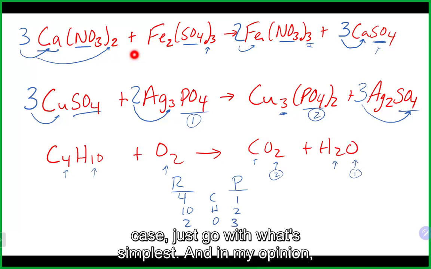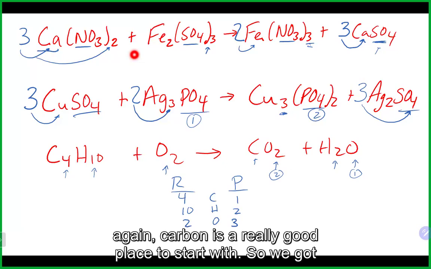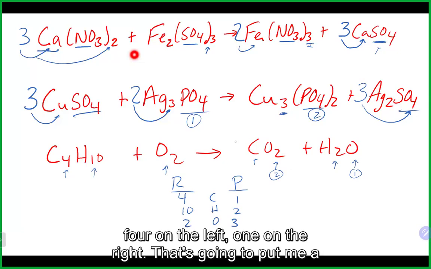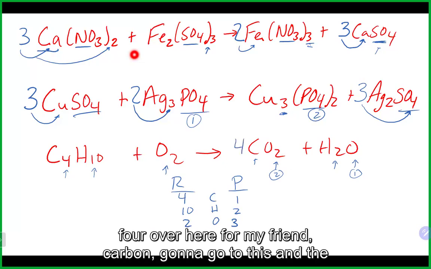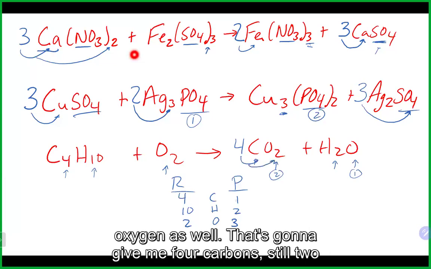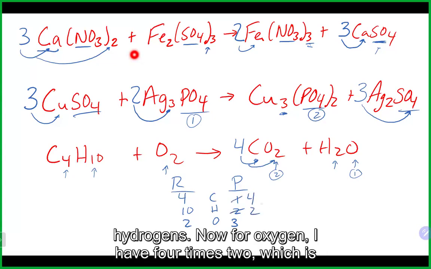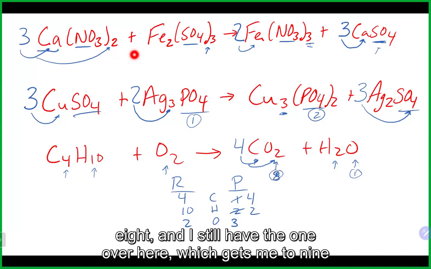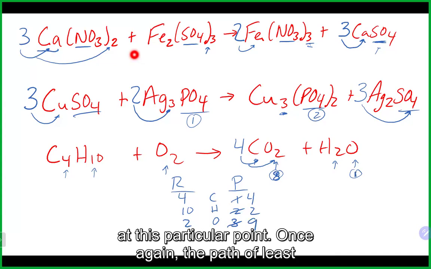Once again, in this case, just go with what's simplest. And in my opinion, carbon's a really good place to start. So we got 4 on the left, 1 on the right. That's going to put a 4 over here for my friend carbon. Going to go to this and the oxygen as well. That's going to give me 4 carbons, still 2 hydrogens. Now for oxygen, I have 4 times 2, which is 8. And I still have the 1 over here, which gets me to 9 at this particular point.